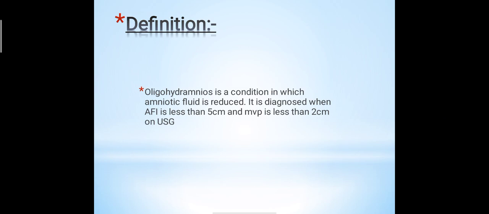Definition: oligohydramnios is a condition in which amniotic fluid is reduced. It is diagnosed when amniotic fluid index is less than 5 cm and maximum vertical pocket is less than 2 cm on ultrasonography.